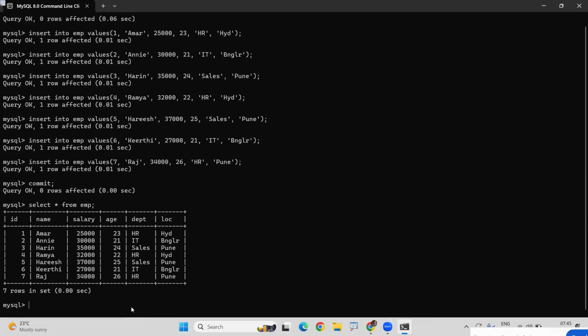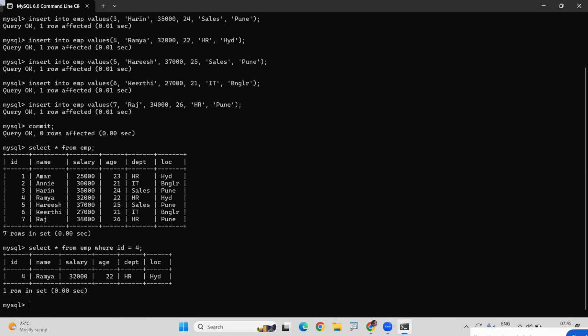The first one we already know: select star from employee where employee ID equals to, suppose, 4. Only that fourth record's details it is giving. So first we are starting from the relational operators. Equals to is also a relational operator. But in programming languages we actually use double equal. Here a single equal is enough.